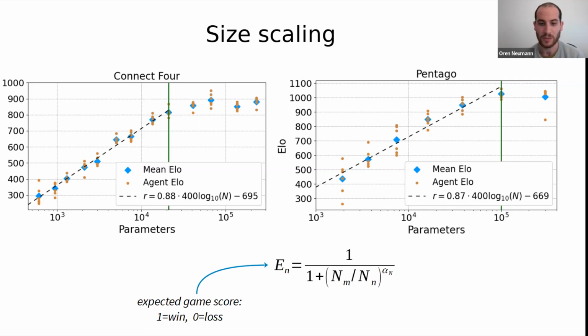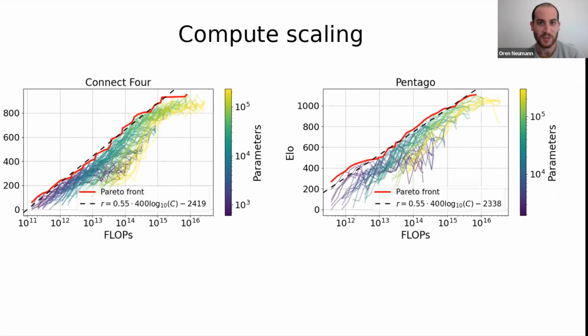And we got the same result for other scaling laws. The second scaling law we got is compute scaling. Here it's a little bit more tricky plot. What you see here, if you focus, for example, on the Connect 4 plot, is an aggregate of training curves. Each of those colorful lines is a training curve of a single sized agent. I also color-coded the sizes of the agents.